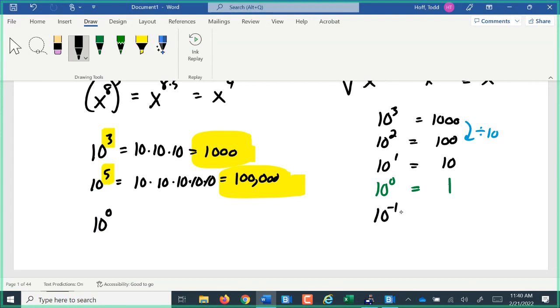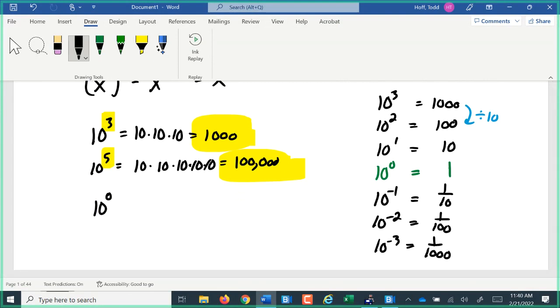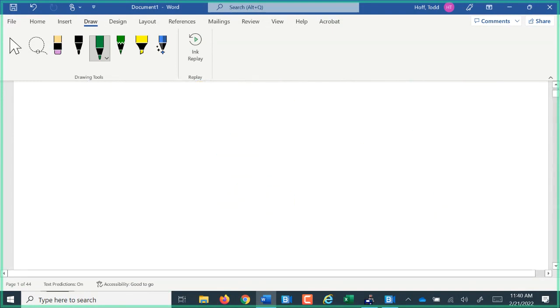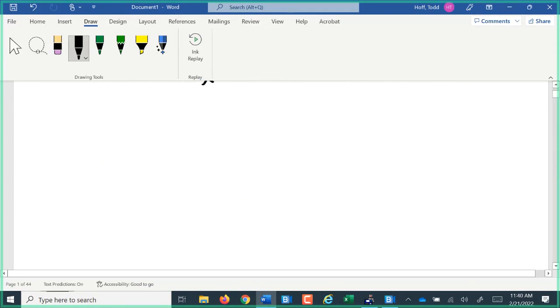If we keep going, 10 to the negative 1: well, 1 divided by 10 is 1 tenth. 10 to the negative 2: 1 tenth divided by 10 is 1 one hundredth. And 10 to the negative 3 is 1 one thousandth. And we start to see a link between the negative powers in our exponents and the positive powers. We see that 10 to the negative 3 is 1 over 10 to the positive 3. In other words, they're reciprocals. That's exactly what a negative power represents. So x to the power of negative 5 could be expressed as simply 1 over x to the 5. But let's stick with those powers of 10 for just a little while longer.